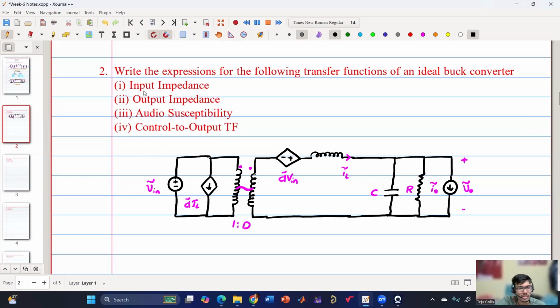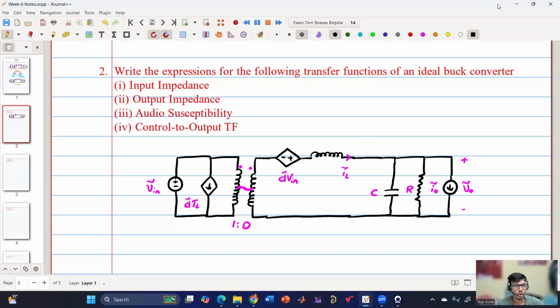Now I'm asking, what is the input impedance? Whenever we are saying something about a transfer function, the very first important thing we need to do is write the expression for the transfer function in terms of its input and output as well as its conditions. Then we have to redraw the circuit, and from that circuit we can easily get the expression. These are the steps that we'll be following.